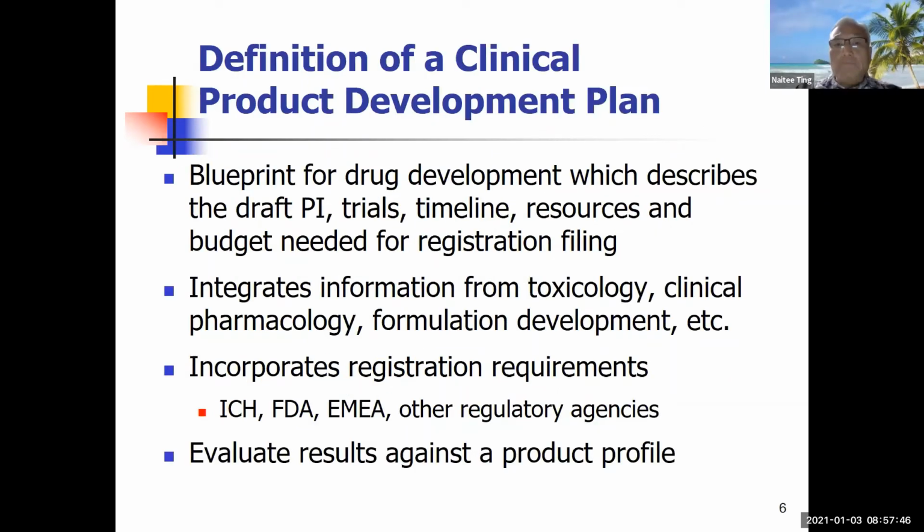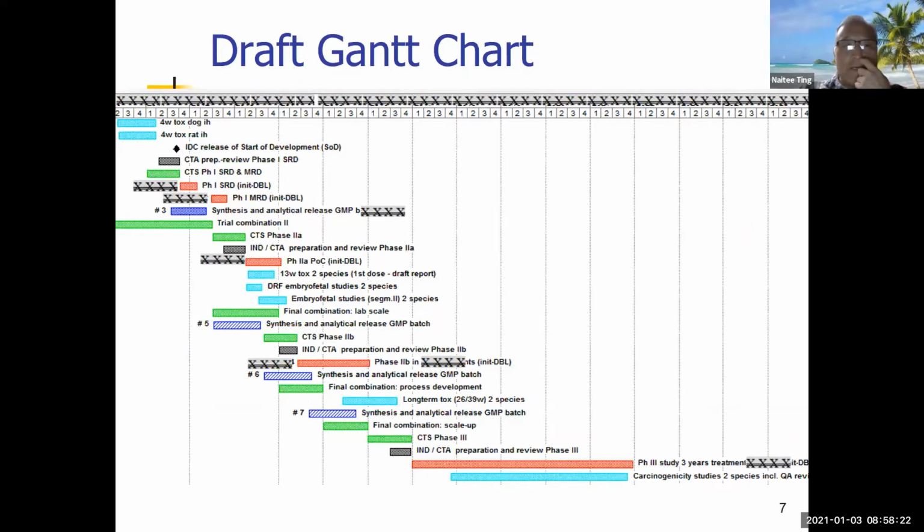So we talk about label. Now we get into the CDP, clinical development plan. What is the definition of a clinical development plan? A CDP is like a blueprint for drug development, which describes the draft package insert with the draft label, trials, timeline, resources, and budget needed for registration filing. Before getting into the details, let me show you a very high-level summary of a CDP. Let's take a look at this draft Gantt chart.